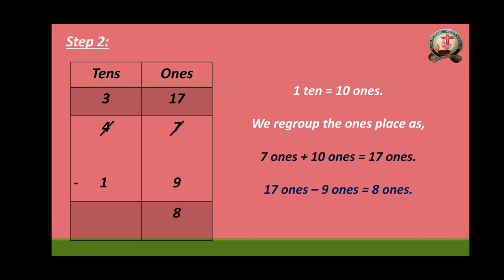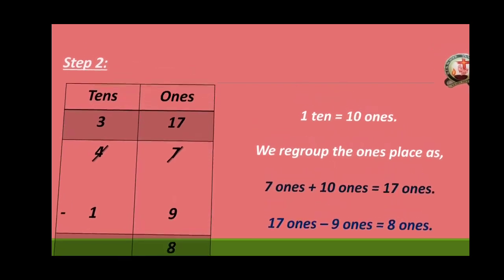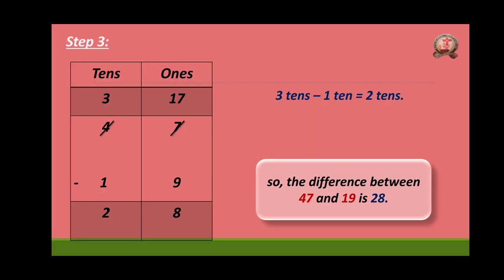Okay. The next step is we have to move on to the tens column. So here in the tens column we have 3 tens and 1 ten. So shall we subtract it? Is it possible? Yes, we can subtract it. So 3 tens minus 1 ten is equal to 2 tens. Okay. So the difference between 47 and 19 is 28.